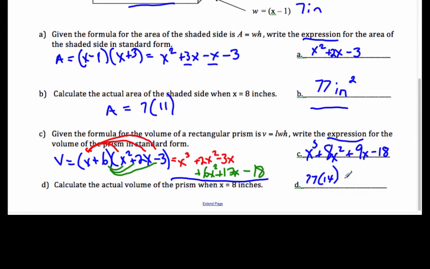Now you're going to have a calculator help you with all this, of course. So when we multiply that out, we get 1,078. Now I got to have my units. I'm still in inches, but since we're talking about volume, it's cubic inches. All right, so now we have what the volume would be. We've calculated the area, we calculated the expressions. We are all done with number 8.